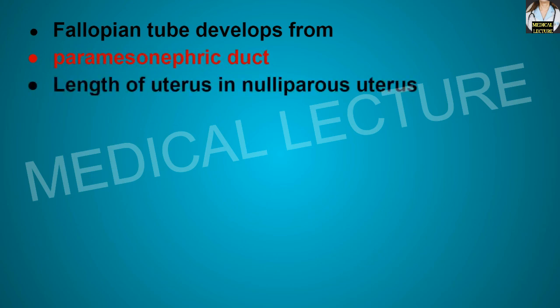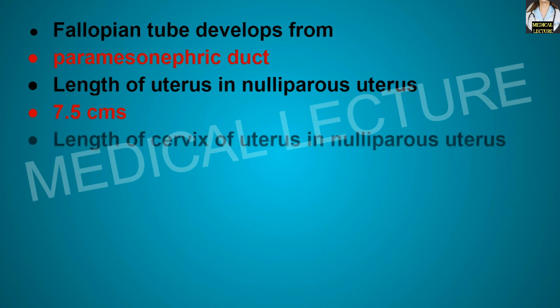What is the length of the uterus in the nulliparous female? It is about 7.5 centimeters. What is the length of the cervix of the uterus in the nulliparous female? It is about 2.5 centimeters.